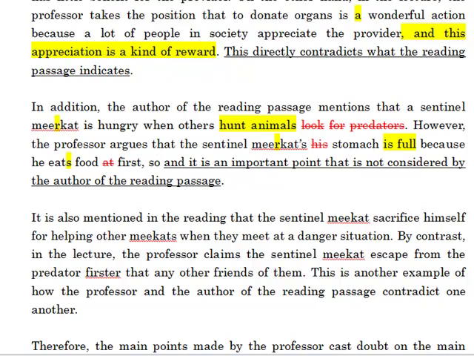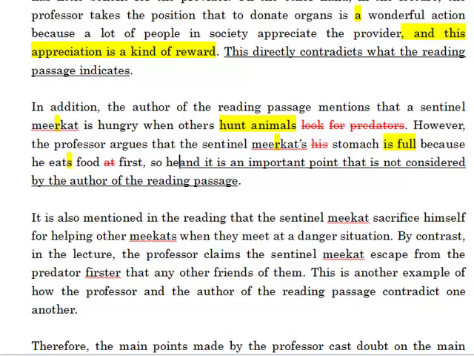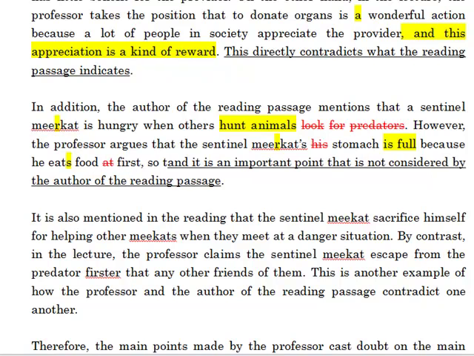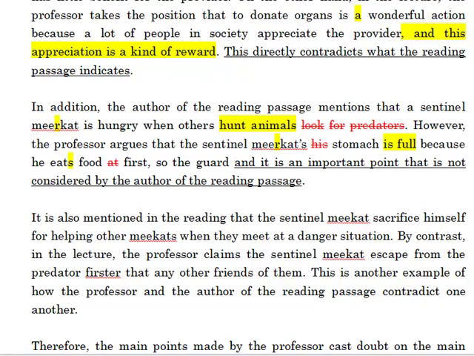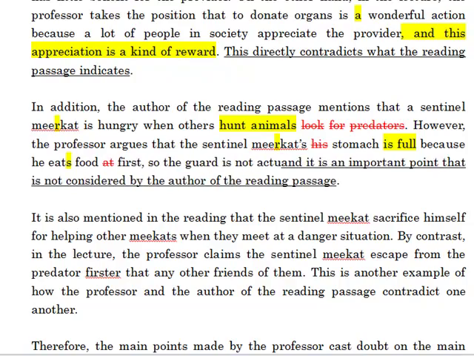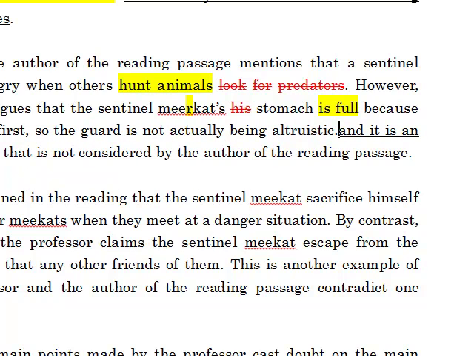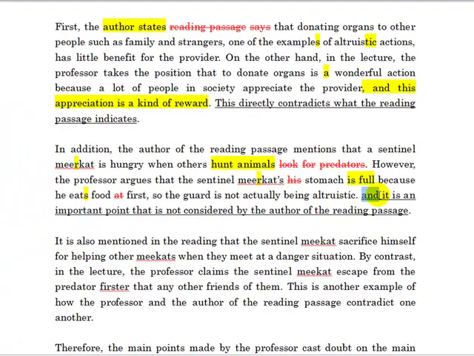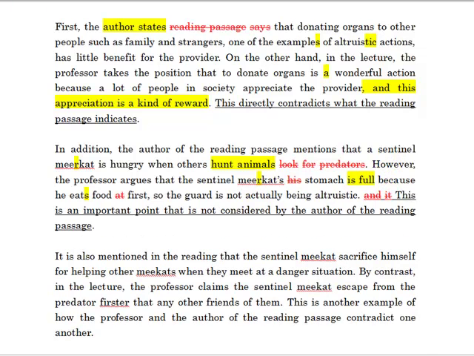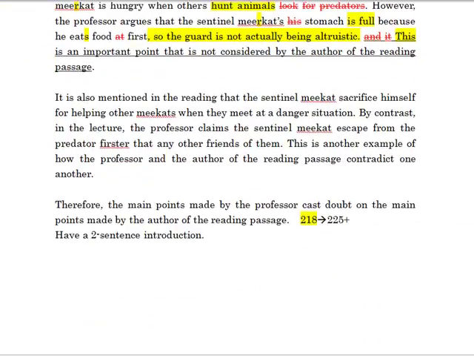I guess you're saying it probably is a he. So he, the meerkat, or the sentinel, or the guard. Sentinel is a guard, so the guard is not actually being altruistic. And then you could start a new sentence if you have time. I would say this is an important point. But again, it is more important to make your idea clear. Make the difference clear. Okay, next paragraph.